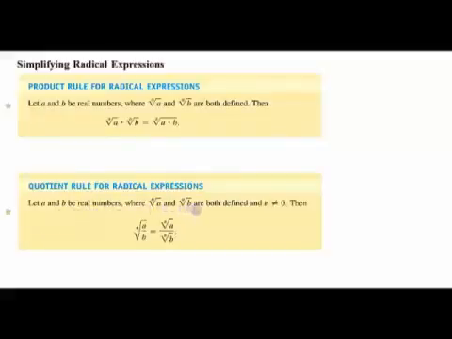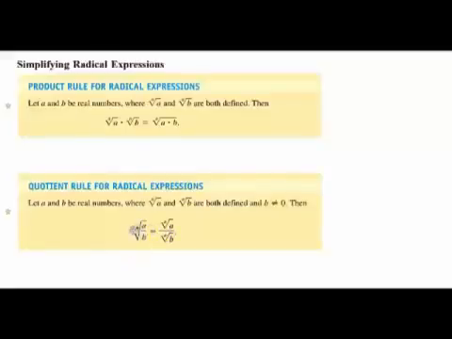Now, the quotient rule for radical expression says let a and b be real numbers where the nth root of a and the nth root of b are both defined and b is not equal to 0. Then the nth root of a over b equals the nth root of a over the nth root of b. Again, this is another powerful rule because this is only an equal sign. So we can use the rule this way and this way.